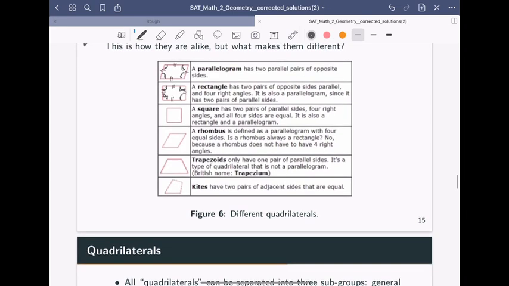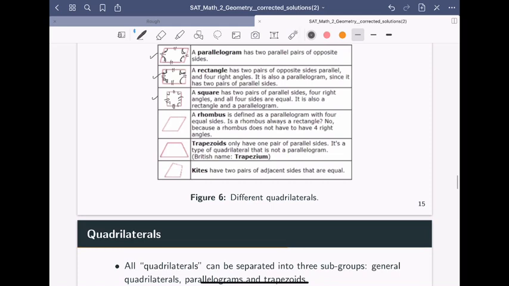A square has 2 pairs of parallel sides. Yes, these 3 things are common in these figures. All 3 of them have 2 pairs of parallel sides. But a square also has 90 degrees like a rectangle, and on top of that, all 4 sides are equal for a square. For a rectangle, only 2 sides are equal. These 2 sides are equal, and these 2 sides are equal. But for a square, all 4 sides are equal.